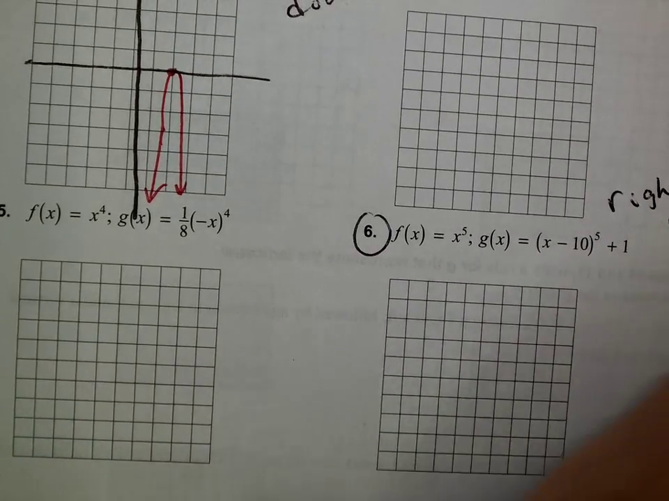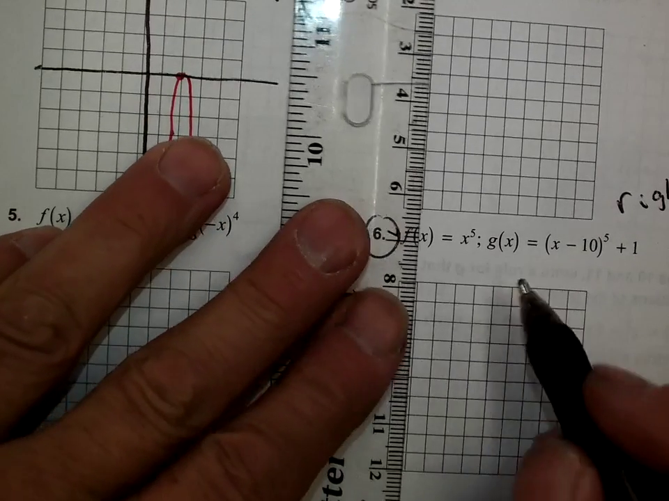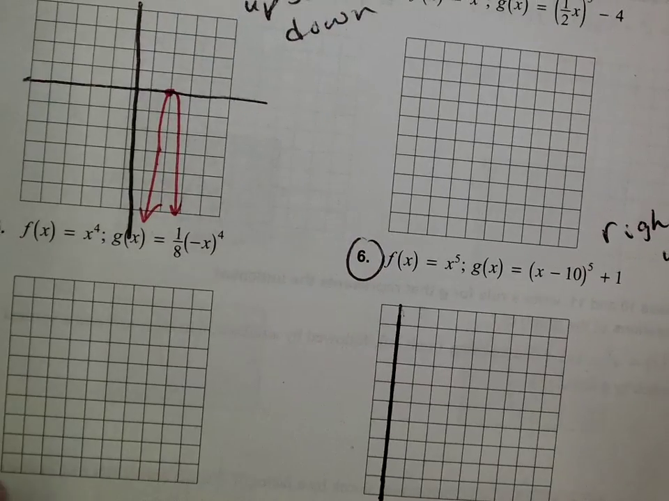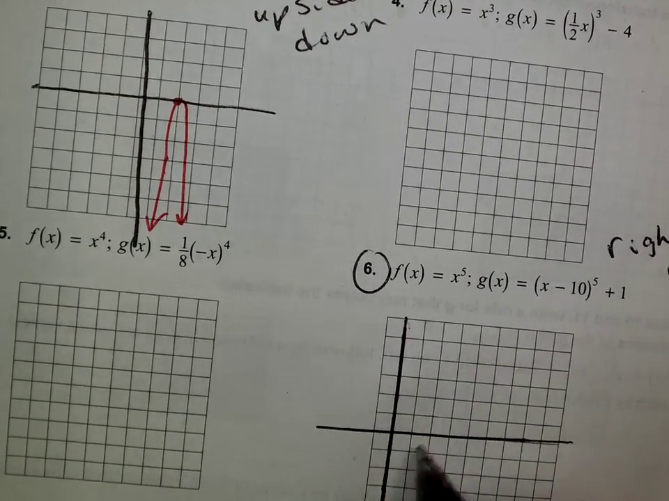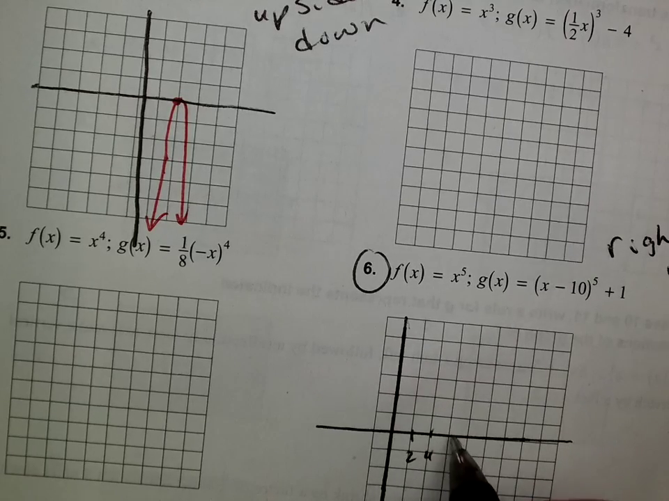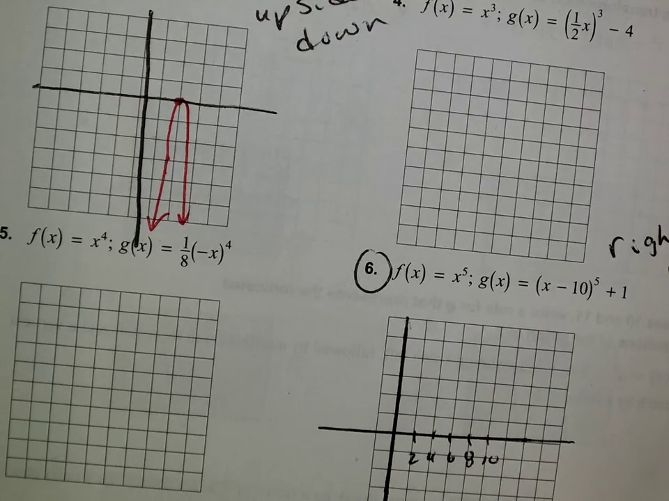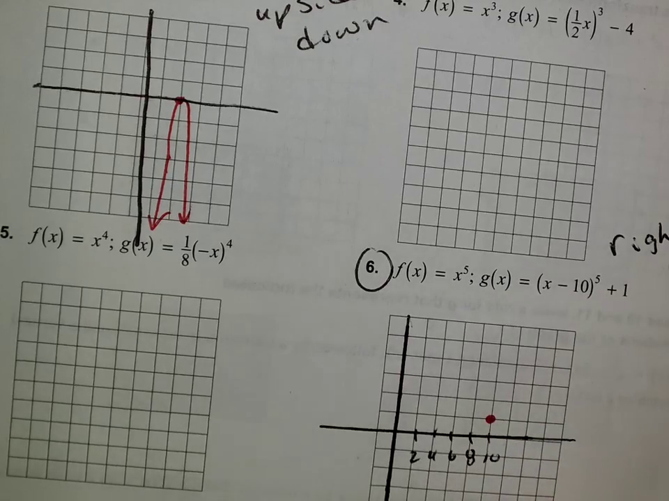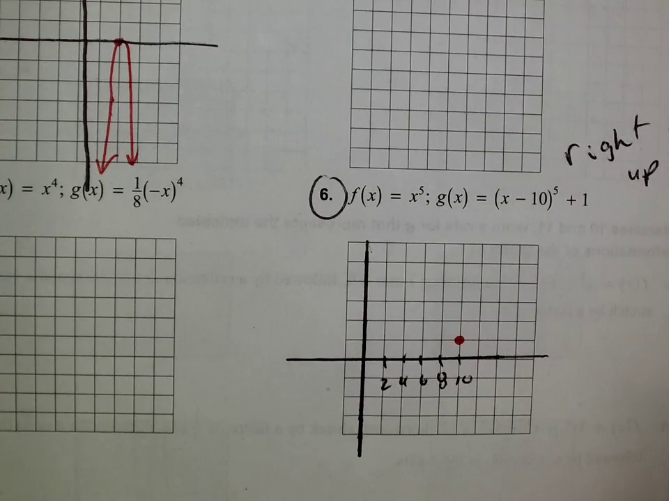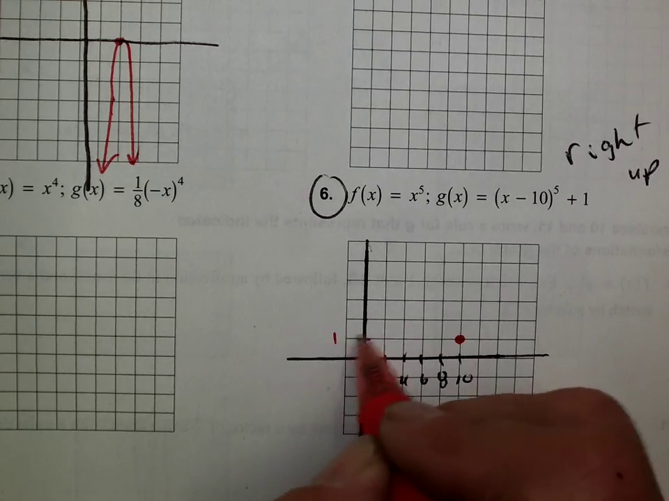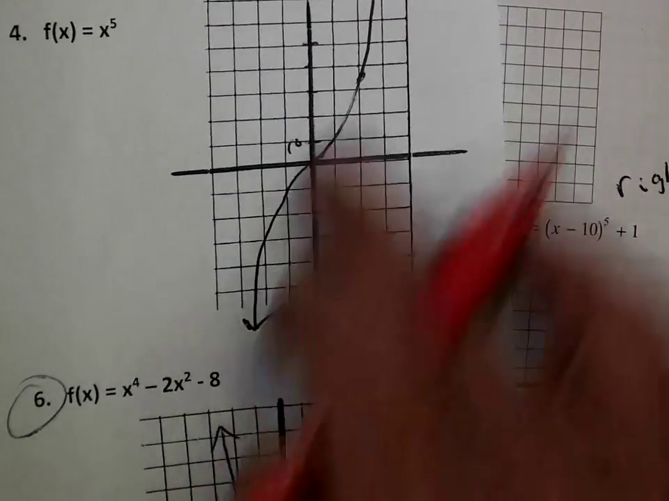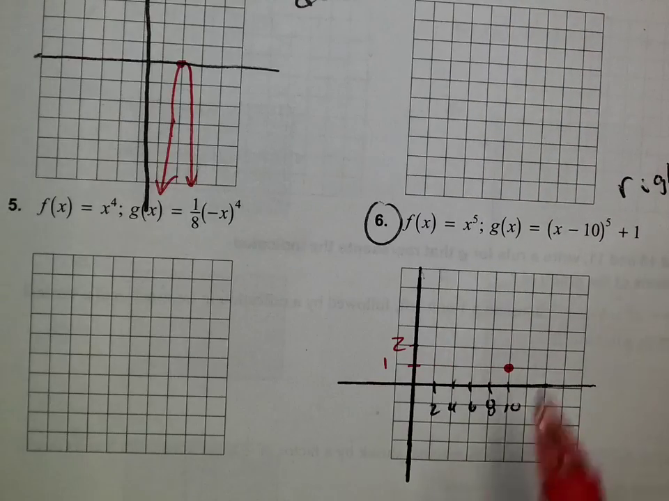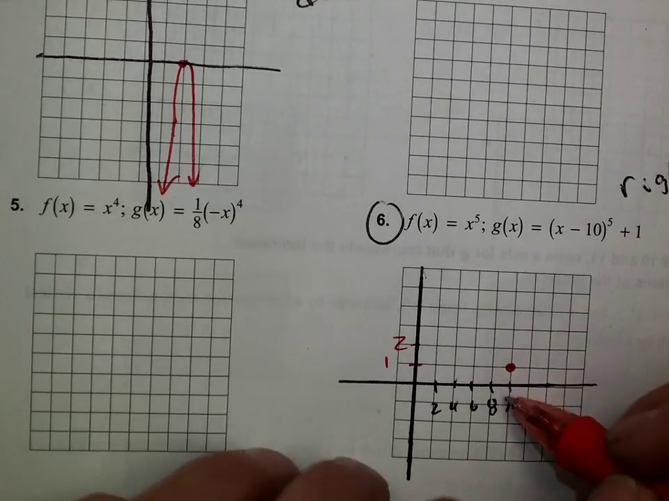Well, if I have to go to the right 10, probably better put my axes way over here, right? And I might even need to go by 2's. 2, 4, 6, 8, 10. So my inflection point is going to be right there, because I want to go to the right 10, up 1. So I know my x to the 5th looks like that, right? There's my x to the 5th. I'm going to put that graph right there, okay?